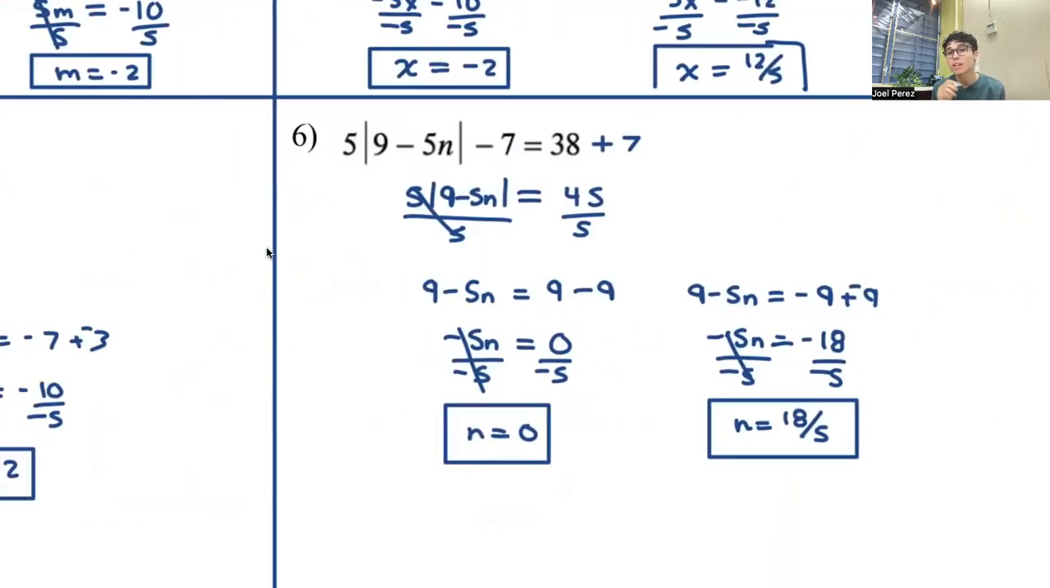In this one, it's a little bit complicated, but it's simple. What you have to do is you just have to pass the 7 to the right side. It will be 38 plus 7. And then what you're going to do is you're going to then divide by 5.